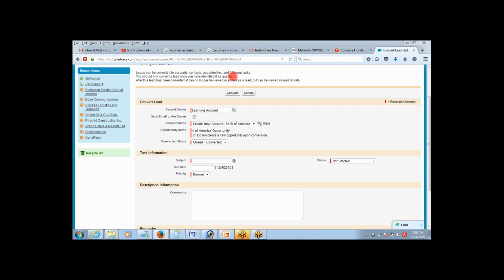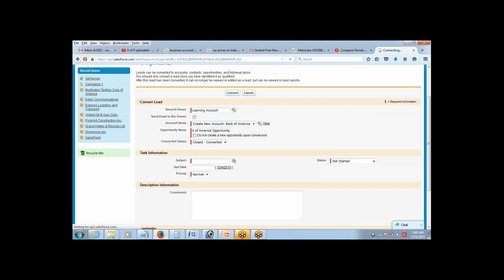The reason is that lead is a place where I just want to keep the information till the time it's not identified and it's not qualified. I don't want to create too many accounts unnecessarily. For people who have given us wrong numbers or for people who are actually not interested in buying the product, there is no point creating an account, contact, opportunity for them, right? So account, contact, opportunity are the tables where you actually start entering information only when you feel that the customer is really interested and the lead seems to be qualified, right?